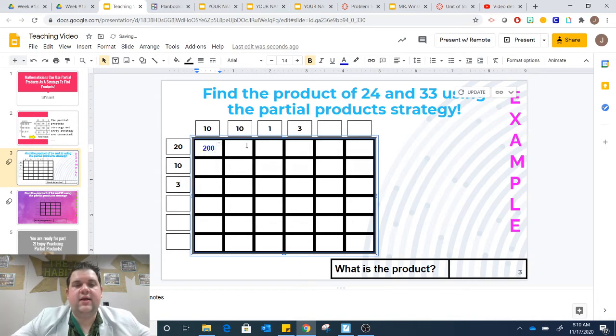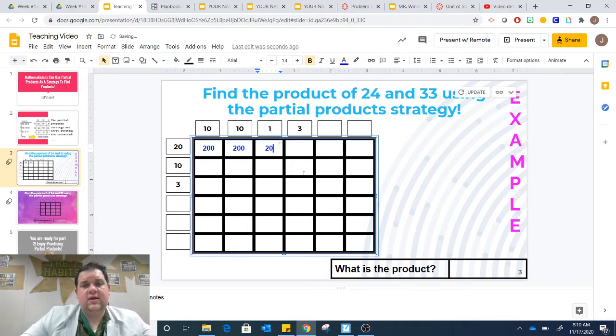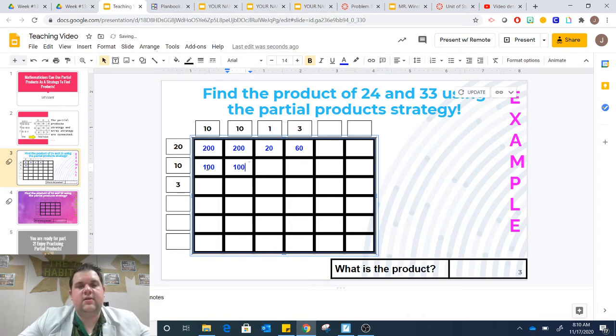Now I'm going to multiply 20 times 10. I know it's 200. 20 times 10 again is 200. 20 times 1 is 20. 20 times 3 is 60. 10 times 10 is 100. 10 times 10 again is 100. 10 times 1 is 10. 10 times 3 is 30. 3 times 10 is 30. 3 times 10 again is 30. 3 times 1 is 3. And 3 times 3 is 9.